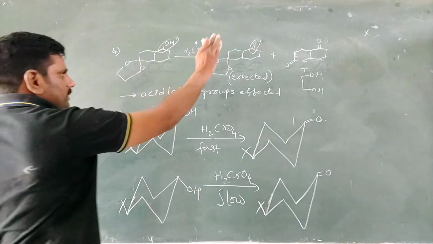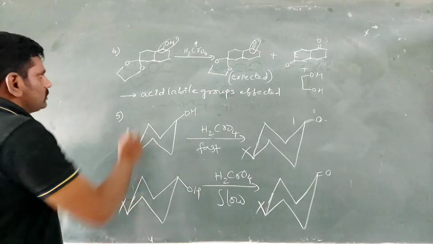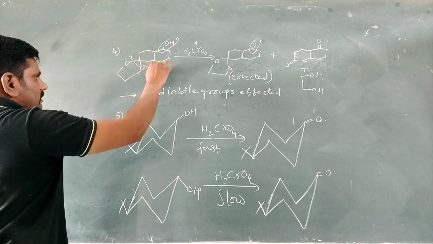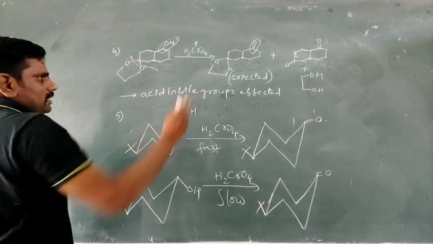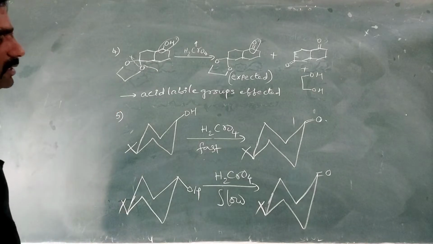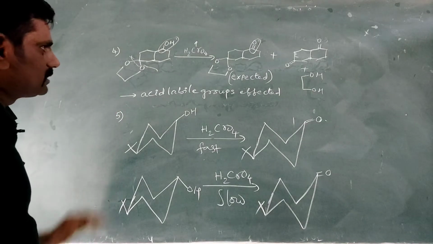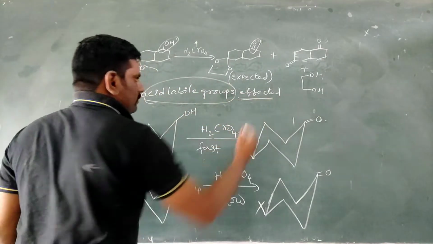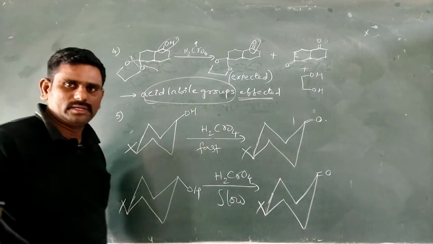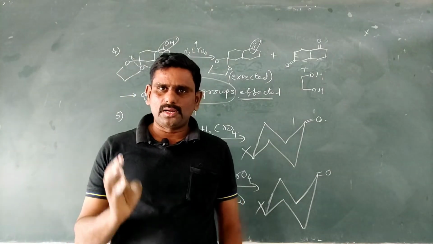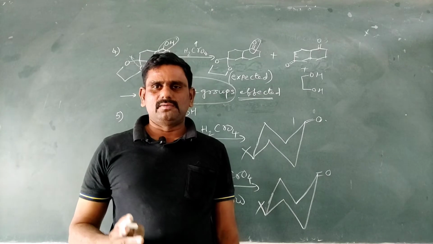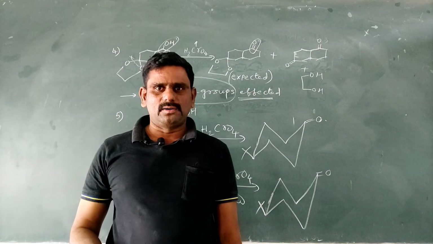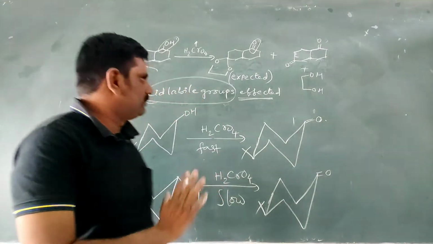We are expecting this product, but we get that product. Simply, this type of cleavage is taking place. Glycol is formed, and that is the product we get. It means that acid labile groups in the compound are also affected. This is also one of the limitations. What are the limitations? First, over-oxidation of primary alcohols. Second, unsaturation is getting affected. Third, acid labile groups present in the compound are also affected. So these are the limitations.